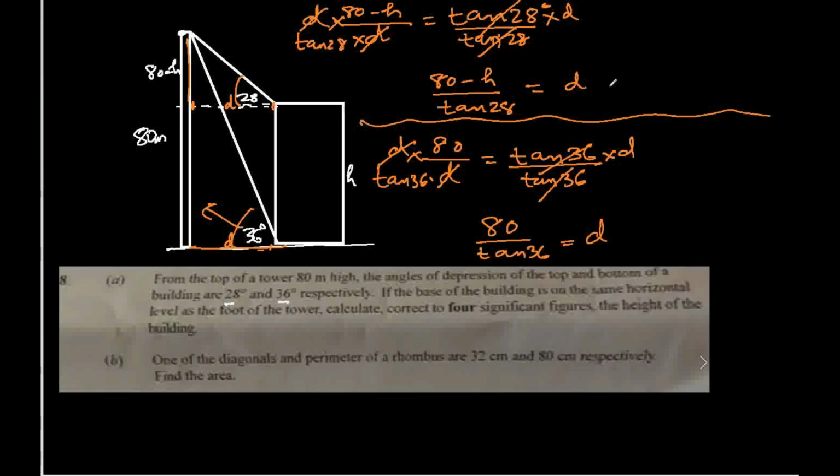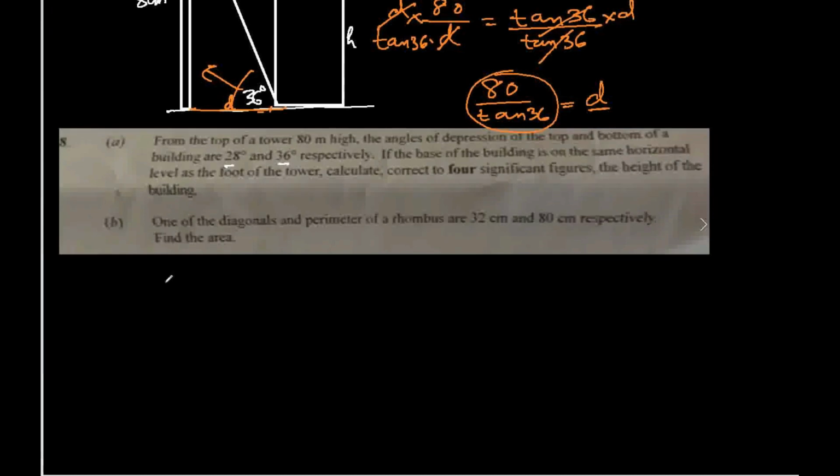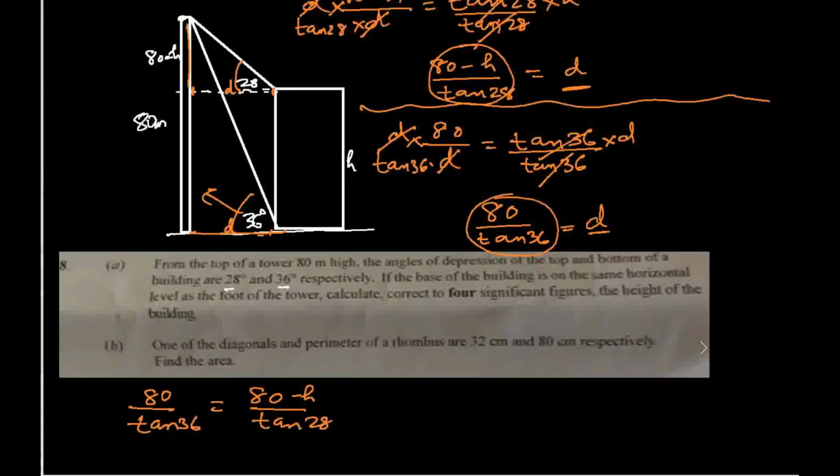Alright, so this is d, this is d. That means the left side of this will be equal to the left side of this, because both are equal to d, and that's what we're going to do now. So 80 over tan 36 is equal to 80 minus h over tan 28. That was the left side of the first one.